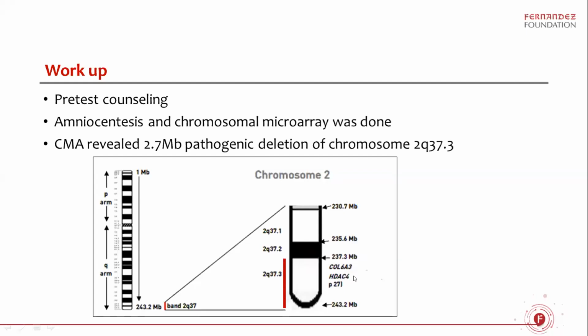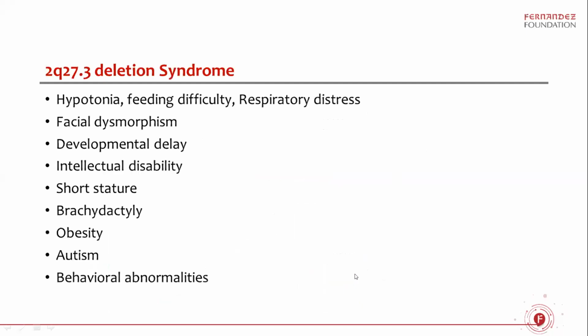This region has the COL6A3 and HDAC4 genes, which significantly influence the phenotype of the fetus or the child post-delivery. When we look into the syndromic features of this 2q37.3 deletion syndrome, these children after birth present with hypotonia, feeding difficulty, and respiratory distress. Some of them can have facial dysmorphism, and later developmental delay and intellectual disability can be seen. Some can present with short stature and brachydactyly. Obesity is also known to occur. Some presented with autism and behavioral abnormalities with this syndrome.